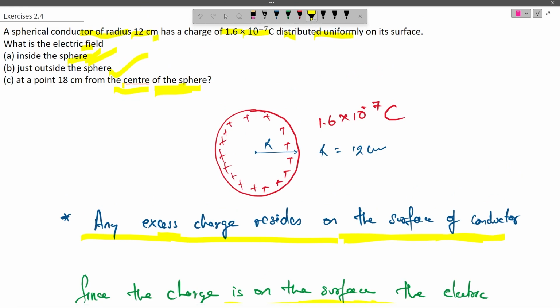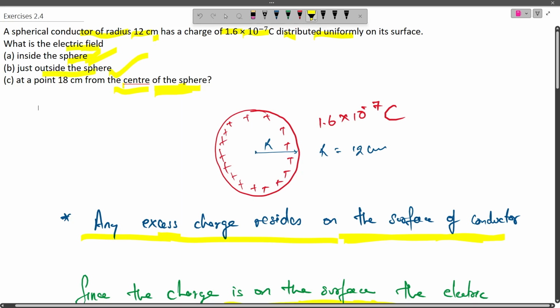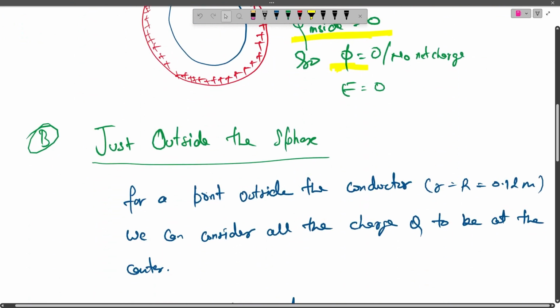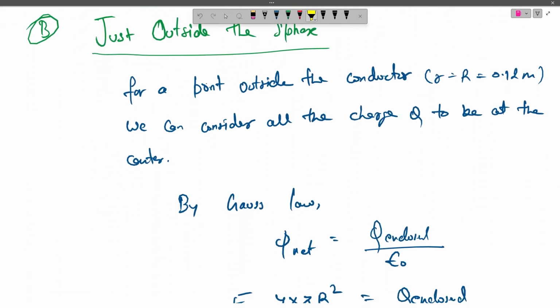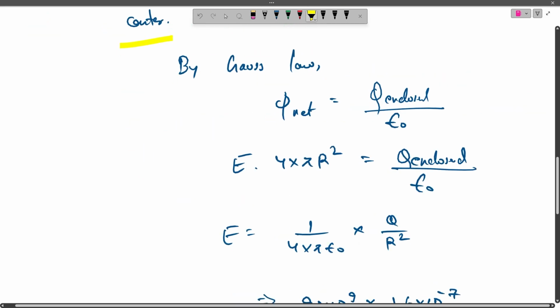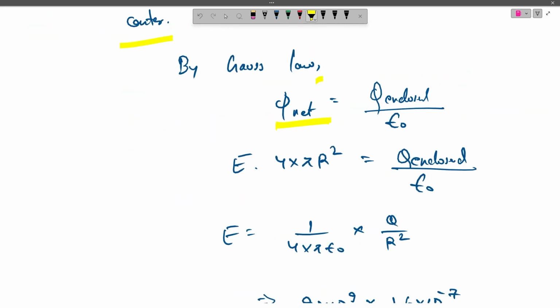The second part of the question asks what is the electric field just outside the sphere. For a point outside the conductor of radius 0.12 meter, we can consider all the charge Q to be present at the center. Now by Gauss law, we can say that phi net, the flux net through the Gaussian surface, would be equal to Q enclosed divided by epsilon naught. Q enclosed is the charge enclosed by the Gaussian surface.